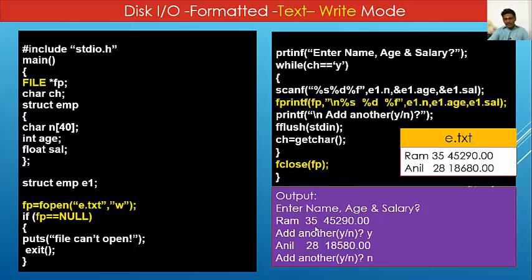Then it displays add another. The cursor waits. If we press y, it gets one character and assigns it to ch. So printf is formatted, getchar is unformatted. It has a compiler error, so we put fflush of stdin, which clears the previous input.